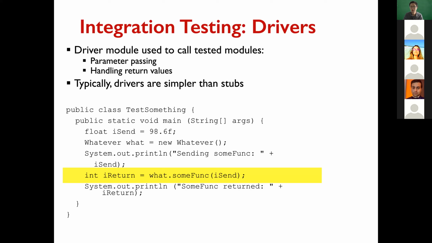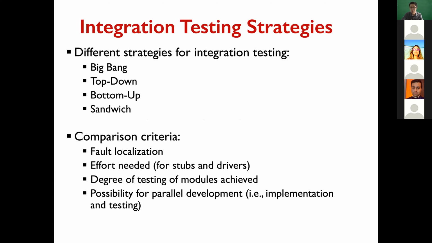After we define these basic techniques to test the different components in isolation, we can combine them together. We can combine these different units together to have integration testing. So how can we combine them? There are different strategies: big bang strategy, top down, bottom up, and sandwich strategies. We will talk about each of them in detail.